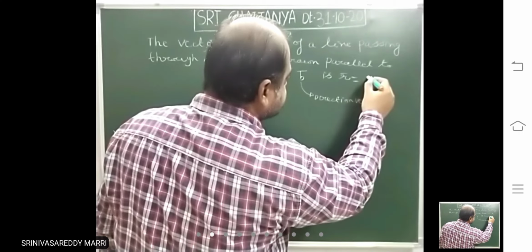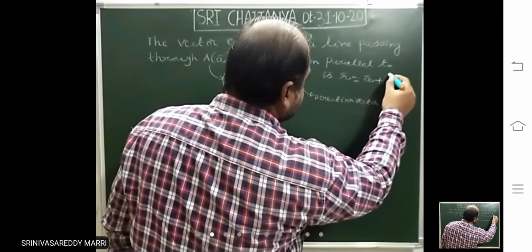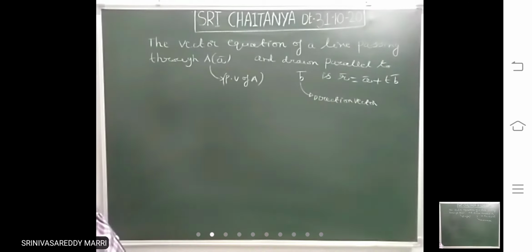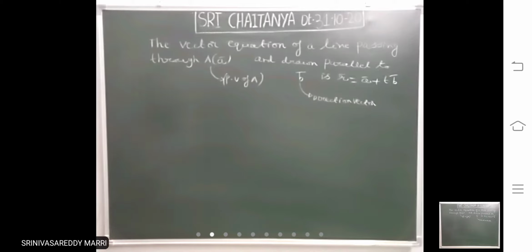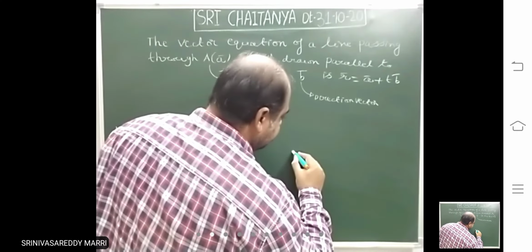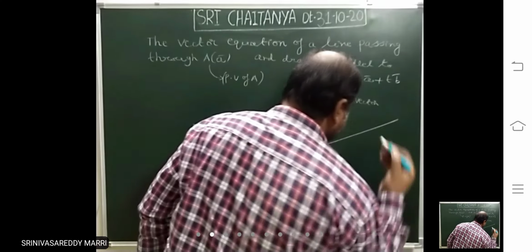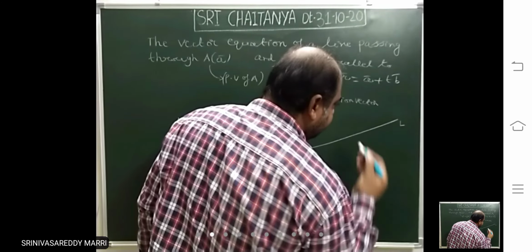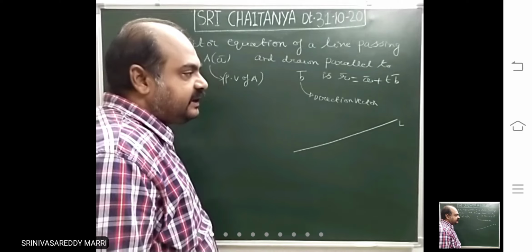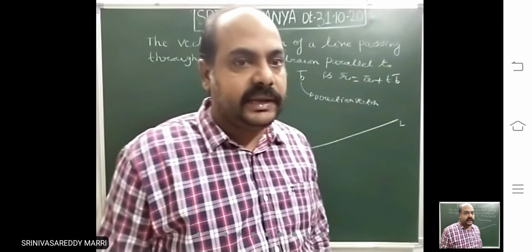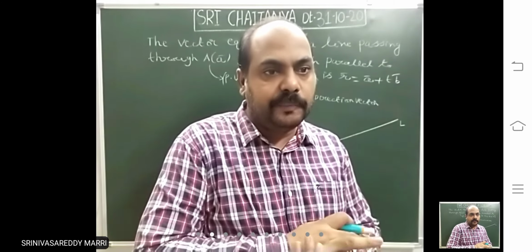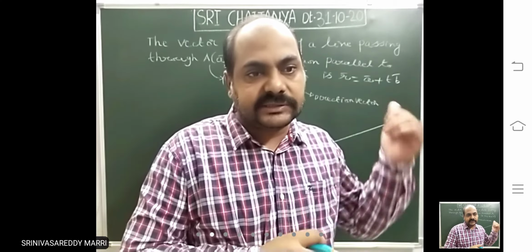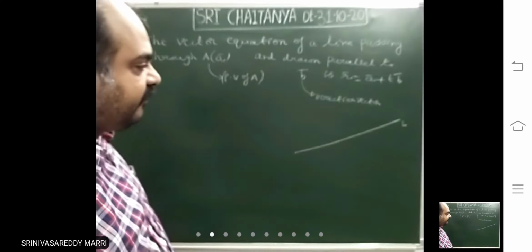The line parallel to B bar is R bar equals A bar plus t B bar. This we have already discussed in vector form. Now here there will be an extension for that. If you want to find the equation of a line in 3D form, in 2D there are different forms: point, slope, two points like that. In 3D, how to find the equation of the line is this one form.